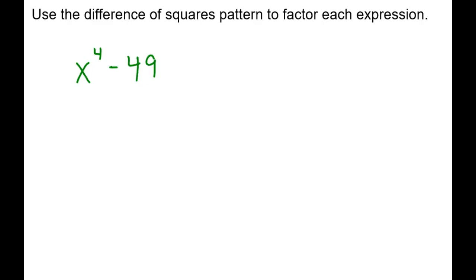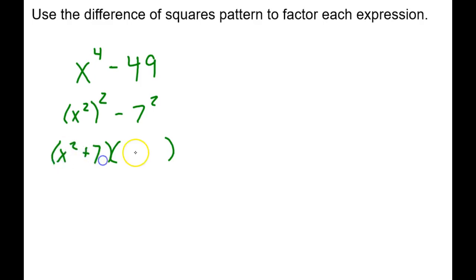Now to the last example using the difference of squares pattern, we have x to the 4th minus 49. So we want to rewrite x to the 4th as some quantity squared. Using exponent properties, we know we'd have to have x squared raised to the second power. If we have a power to a power, we multiply 2 times 2, gets us back to the original power of 4. And then we can rewrite 49 as 7 squared. Now putting it into our factored form, we have x squared plus 7 and x squared minus 7.